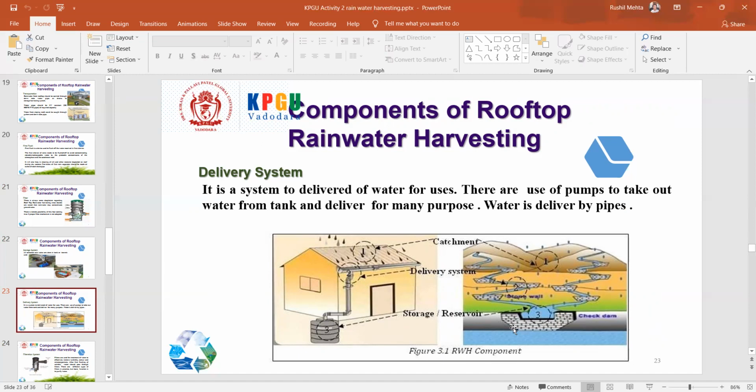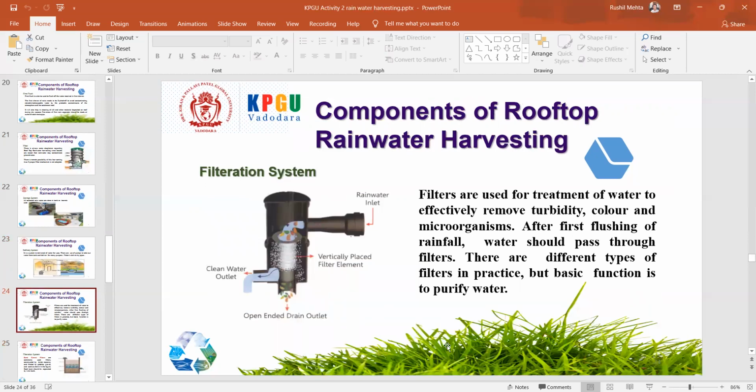The delivery system is a system to deliver water for uses, and pumps are used to take water out of the tank and deliver it for many purposes. Water is delivered by pipes. Filtration system. Filters are used for treatment of water to effectively remove turbidity, color, and microorganisms after first flushing of rainwater.